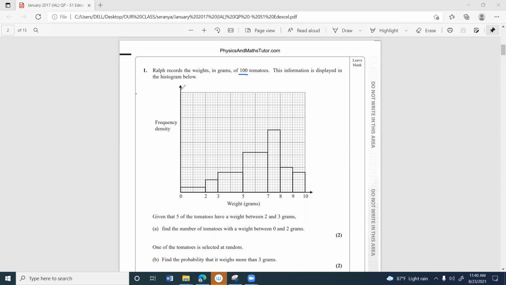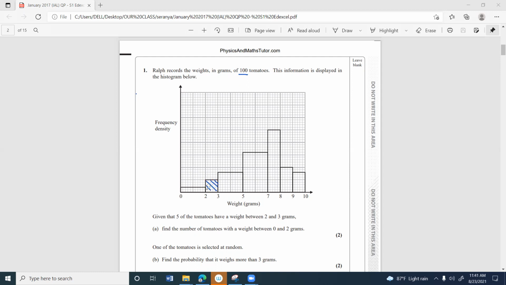The frequency density column is given, but they haven't specifically mentioned what the scale for this frequency density is in this diagram. That is a usual pattern they used to give us. To find that scale, they might give you some information over here. Given that 5 tomatoes have the weight between 2 to 3, there are 5 tomatoes. Then we know that in a frequency density diagram, this area represents the frequency.